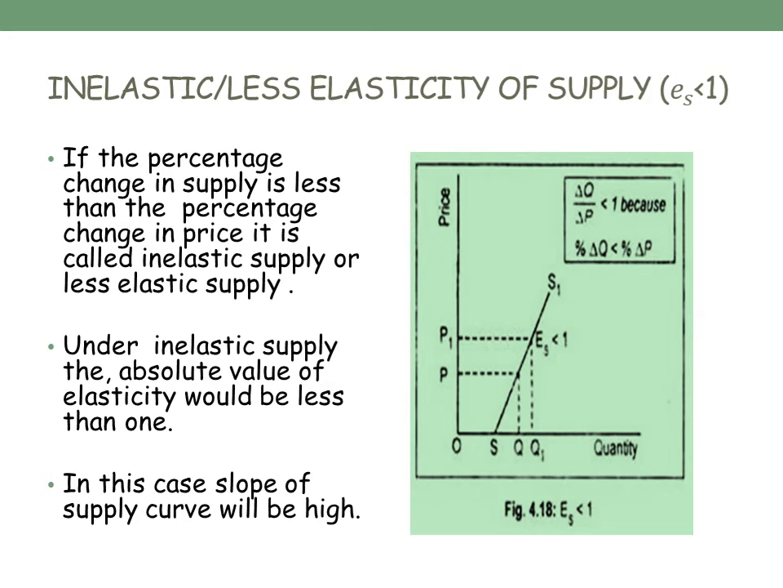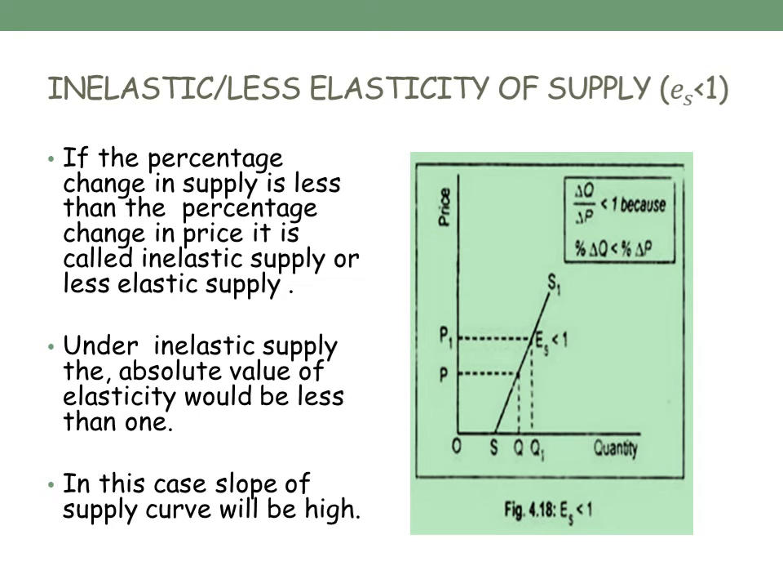This is the graph of inelastic or less elasticity of supply, where you can see the price becomes P1, and the quantity supplied also increases from Q to Q1. But the specific feature is that the percentage change in supply is less than the percentage change in price.